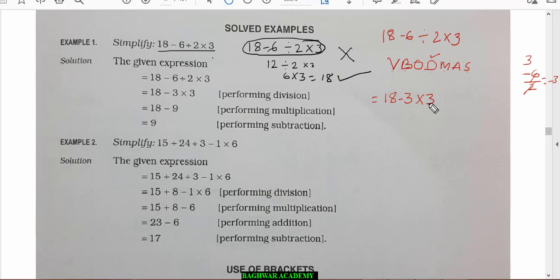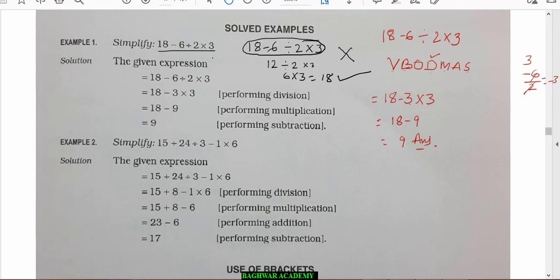Now here you see again what we need to do? After division we have multiplication. So multiplication we need to do. So 3 into 3 will be 9. So we will write 18 minus 9. And finally 18 minus 9 is equal to 9, and this is your answer. So in this way simplification is required to be done.